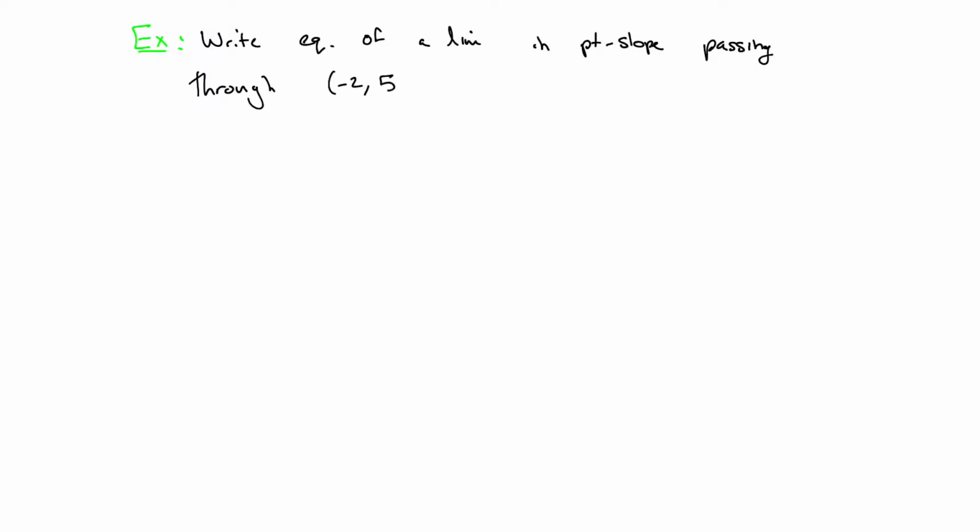So an example is: write the equation, which I'm going to now abbreviate EQ, I'm not going to rewrite equation, of a line in point-slope form passing through the point (-2, 5) with x-intercept at x equals 4. Solution.